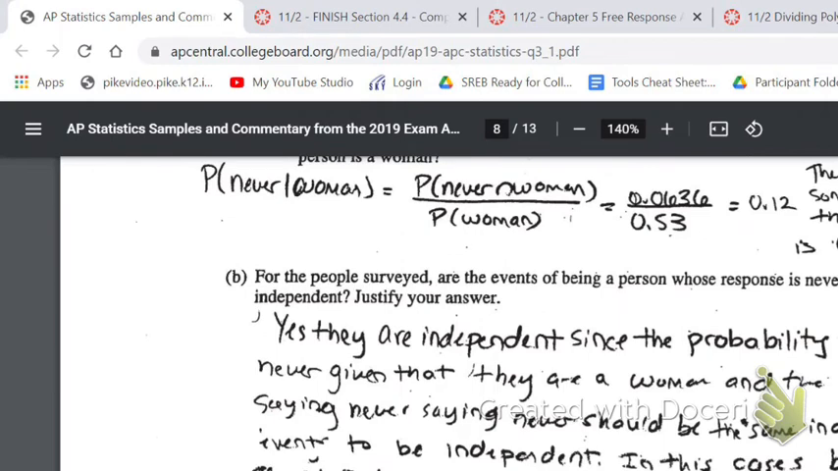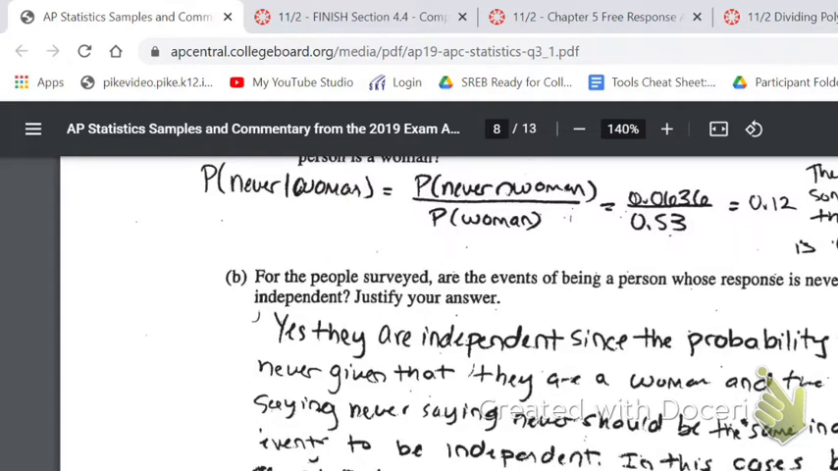Yes, they are independent since the probability of someone saying never, given that they are a woman, and the probability of someone saying never should be the same in order for the two events to be independent. In this case, both probabilities are equal to 0.12, hence the events of saying never and being a woman are independent. Is that sufficient? Yes, ma'am. So we could just put the probability of never and then never given that it's a woman and show that they're equal. Yes, so that would be okay.